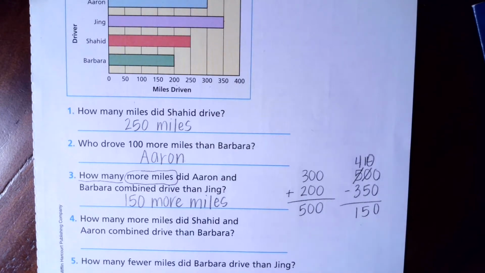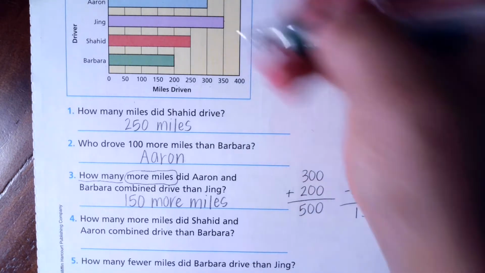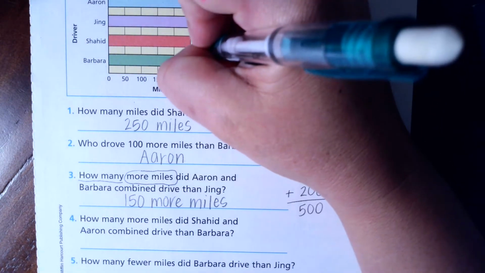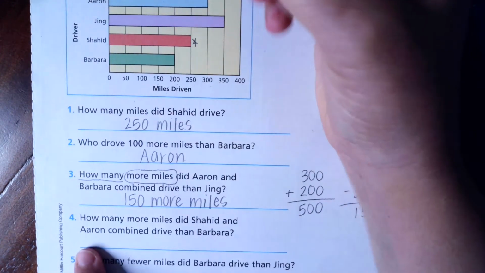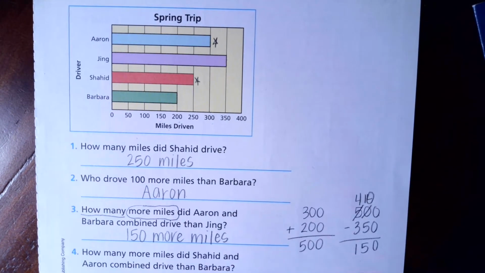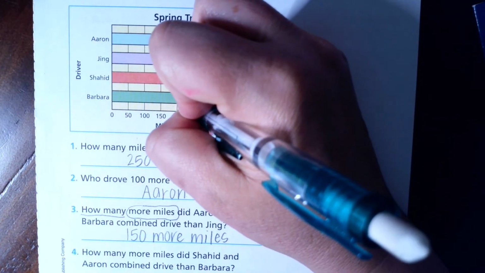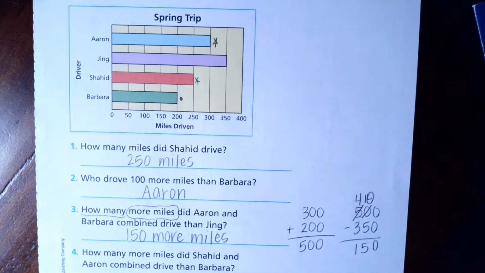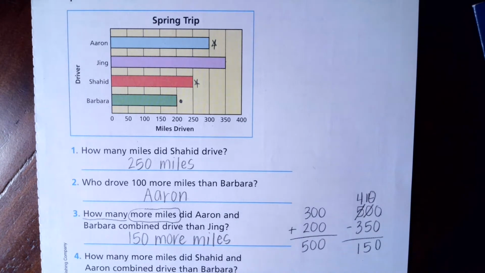All right, look at number 4, a very similar question. How many more miles did Shaheed and Aaron combined drive than Barbara? I want you to try this one on your own. So you're going to combine Shaheed and Aaron, and then compare it to Barbara. I'll put a dot by her name. So go ahead and pause the video and do that now.